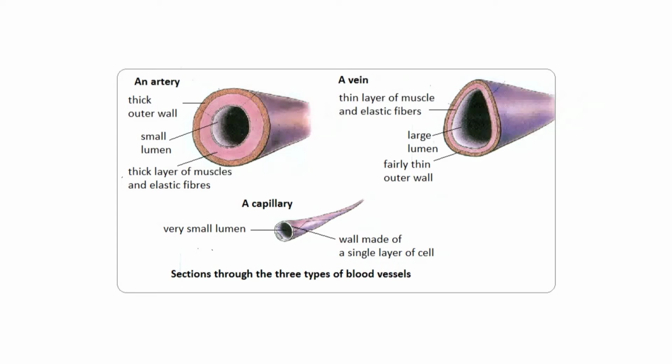How do you identify an artery, a vein, and a capillary? An artery has a thick outer wall, a small lumen, and a thick layer of muscles and elastic fibers. A vein has a thin outer wall, a larger lumen, and a thin layer of muscles and elastic fibers, while the capillary has a much smaller lumen and its wall consists of one single cell layer.